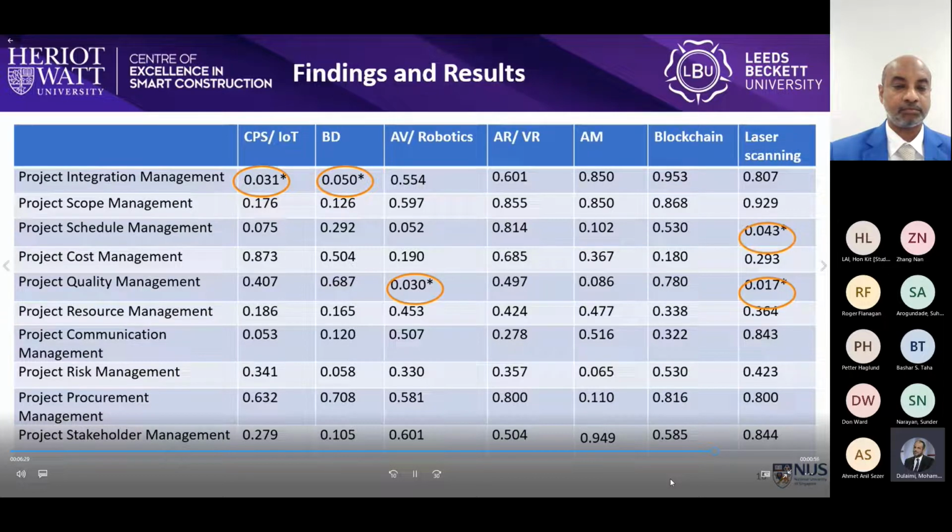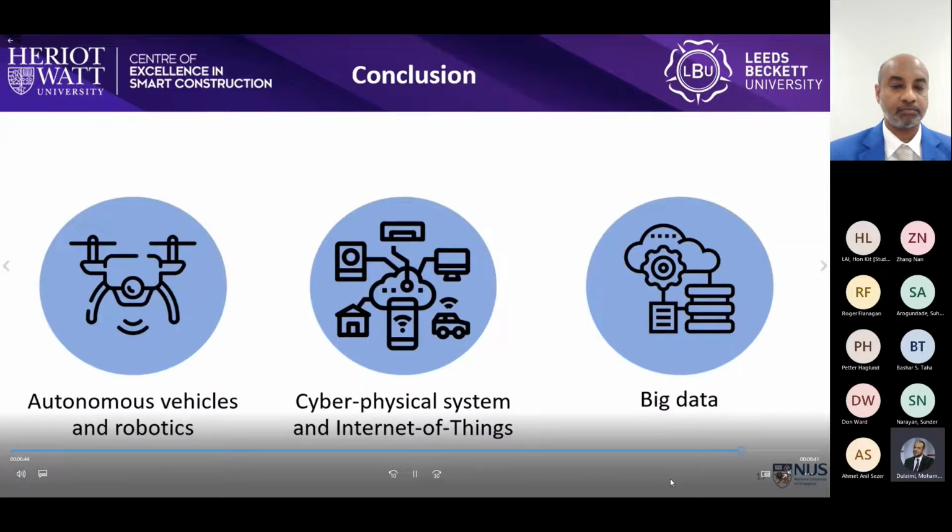This could be contributed by the tendency of SMEs to be more flexible in order to stay competitive, while large enterprises tend to have a reputation to uphold and may have standard operating procedures in place to ensure consistency of works. And with that, the study found that the smart technologies perceived to impact project management the most were autonomous vehicles and robotics, CPS and IoT, and big data, with all the project management knowledge areas perceived to be impacted by all the smart technologies.